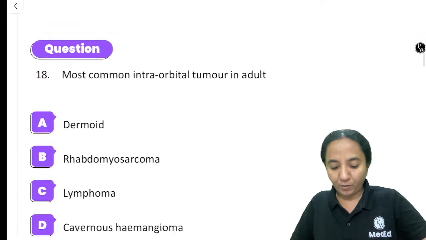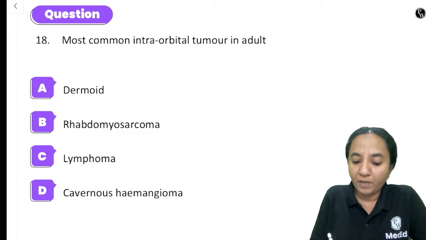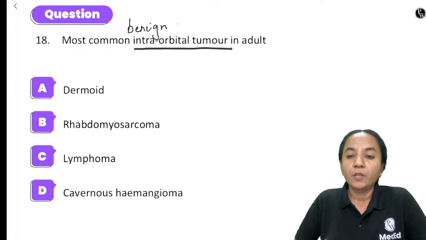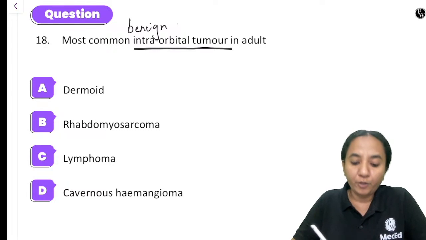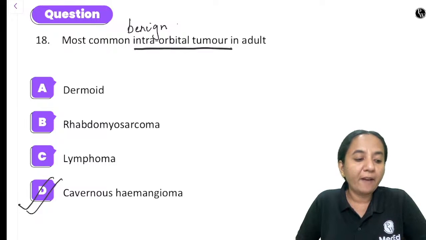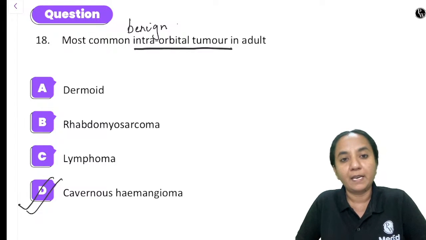Okay, chalo, let's go to the next question. What is the most common intraorbital tumor in an adult? Or I should say, what is the most common benign intraorbital tumor in an adult? So the most common benign intraorbital tumor in an adult is cavernous hemangioma.